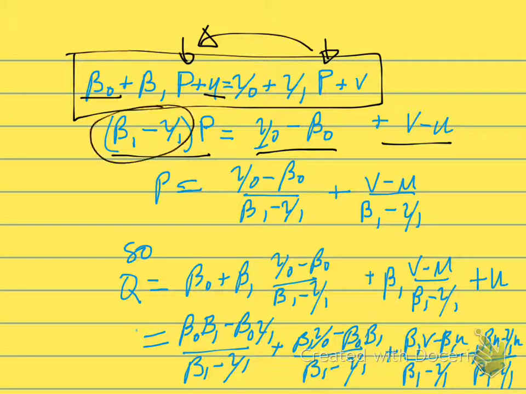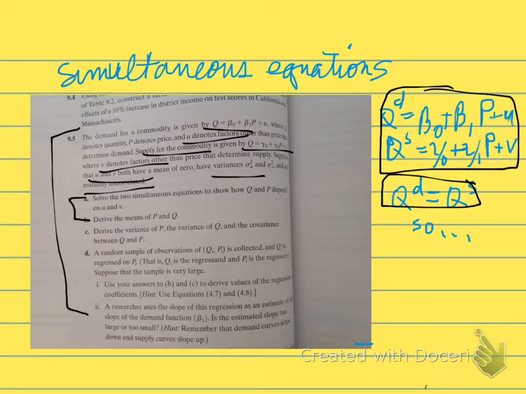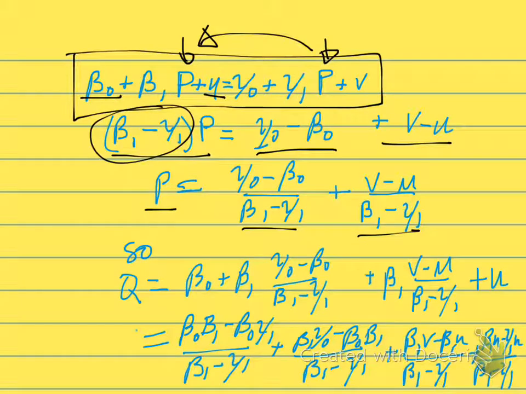Now we can divide both sides by the common term, beta 1 minus gamma 1, so we get P equals, dividing both terms by this. So now we have an expression for P. We can plug it back into the demand curve, Q equals beta 0 plus beta 1 times P plus U. So we plug in P there, and remember, P has two terms, so that's here and here. We multiply beta 1 times P, so we get those two terms. We have the beta 0 and we have the U.